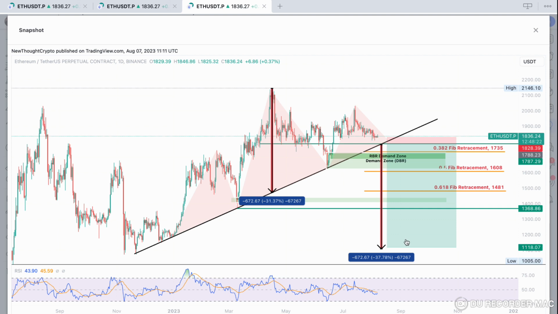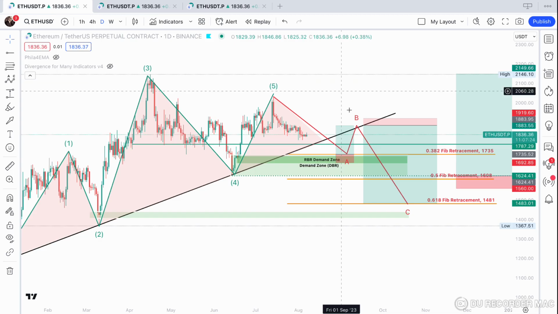straight ahead and correct most or all of the uptrend. This scenario is very brutal, and in my opinion it's too direct. I don't suppose that it will happen this way. That's all I have for you on Ethereum.